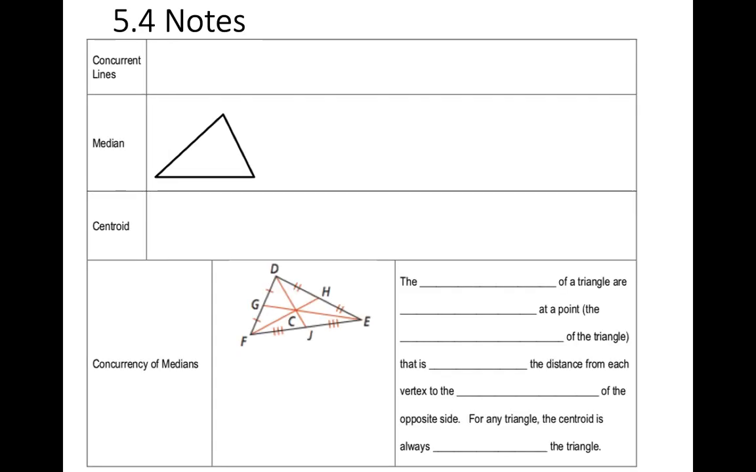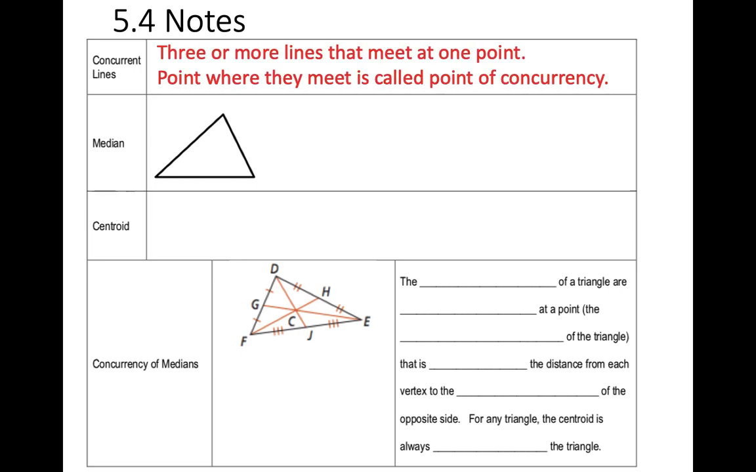Let's start by defining what concurrent lines are. Concurrent lines are three or more lines that meet at one point. The point where they meet is called the point of concurrency. And here's a drawing of it. So right there you can see those three lines all meet at point P. So there's point P. That is the point of concurrency.